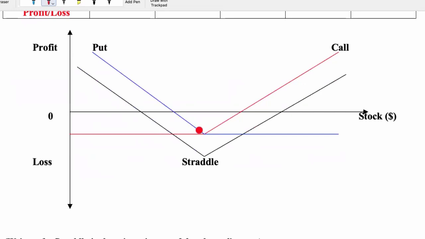So the call along with the put will have that V shape. There's the put, the blue, and there's the call, the red, combined together. It's a little bit down, and I'll explain why. It's because you're buying two of them. That's your premium for the call, and that's your premium for the put. They happen to be the same price here, which means you're paying double. So that's why it's double.